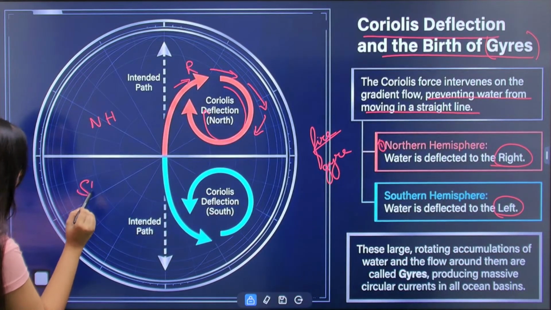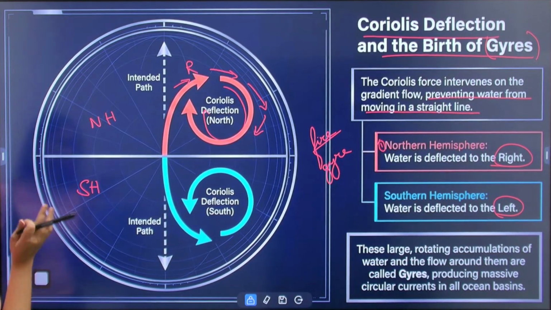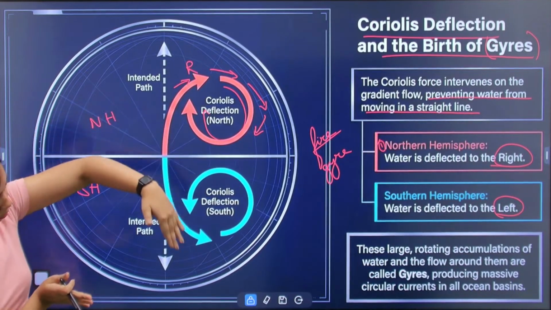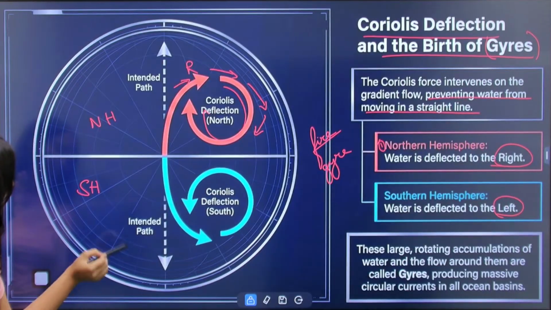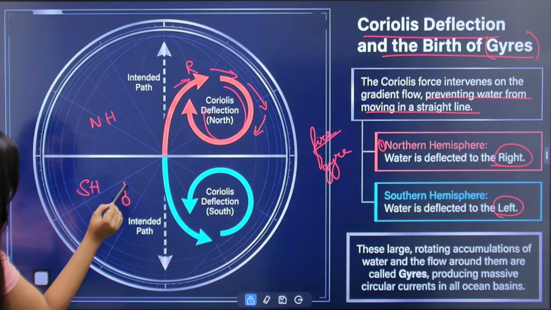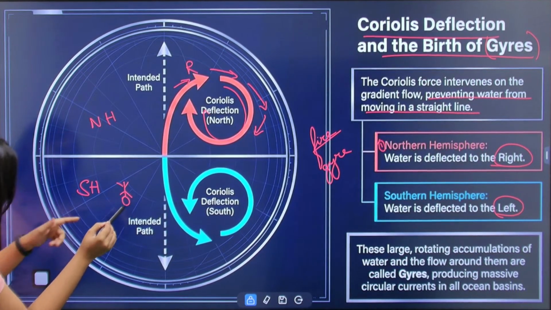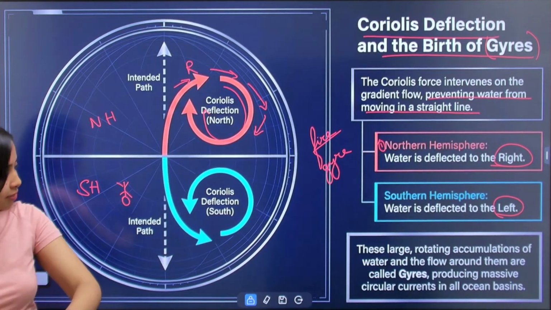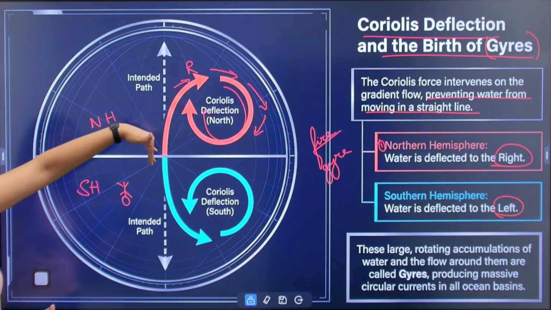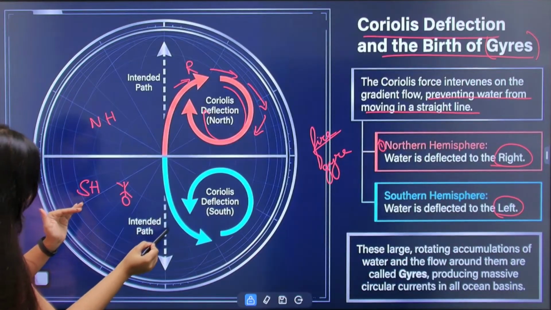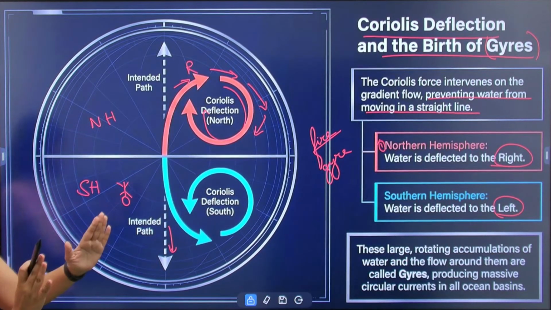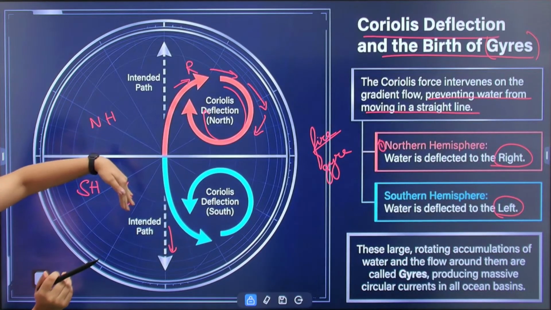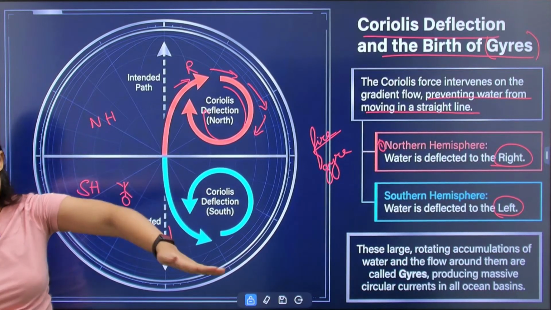This is the southern hemisphere. In this case, consider that you are facing the south pole, your head is towards the south pole. The intended path of the ocean current was a straight line, right? But it will not go in the straight line because of the Coriolis force. What will happen? It will deflect it to the left.